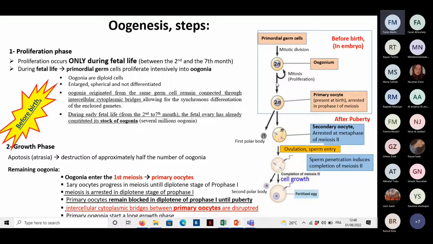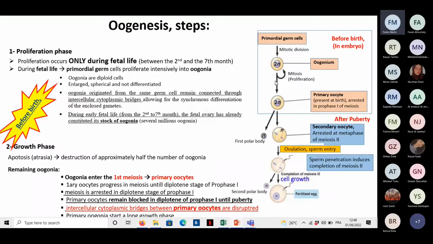Now, approximately half of those oogonia will be destroyed or will die before birth. So we are still talking before birth. Half of the generated oogonia will die by apoptosis or atresia. So the mechanism of the cell death is called apoptosis or atresia. And half of them will remain. The remaining oogonia will enter the meiosis to become primary oocytes, and this is the growth phase.